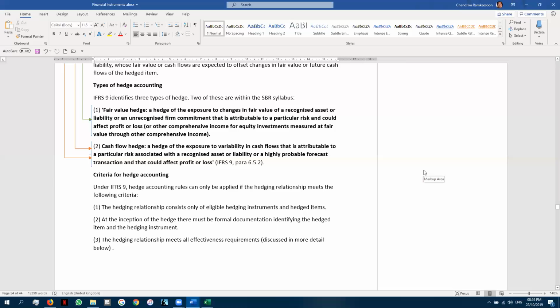Firstly, the hedging relationship consists only of eligible hedging instruments and hedged items, for example, items which fall under financial asset or financial liability. At the inception of the hedge, there must be formal documentation identifying the hedged item and the hedging instrument. So we can't just say, let's just move on. There must be some sort of formal recognition of the two. The hedging relationship meets all effectiveness requirements discussed in more detail below.